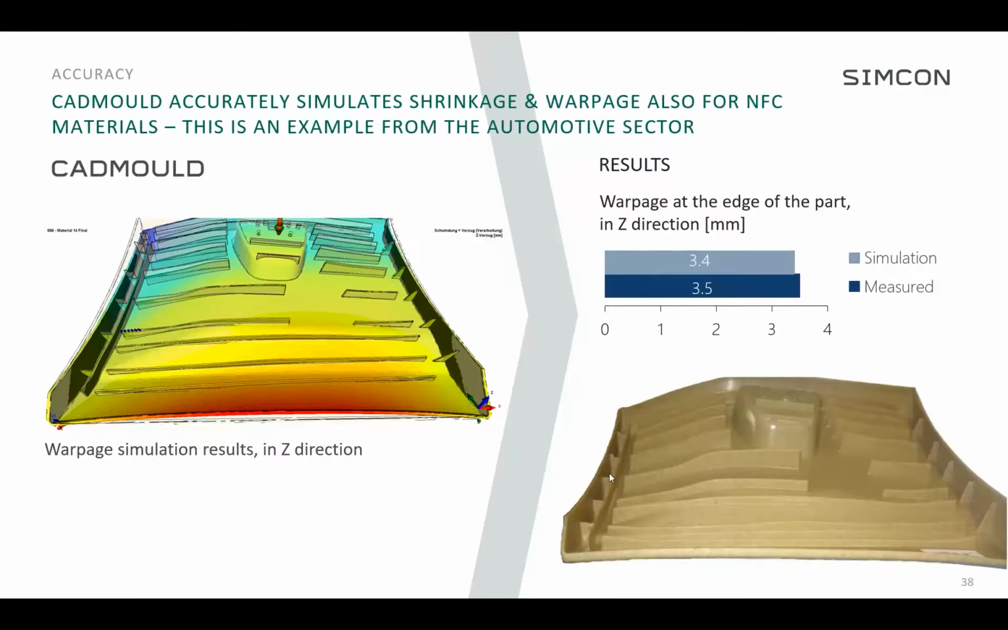Another good use of the CADMould software is for shrinkage and warpage for NFC materials, with examples in the automotive sector. So in this part, we can see the simulation has examined the warpage of the part after injection molding, and we can also see how that relates to reality. And again, very close approximation with really interesting results of the simulation compared to reality.